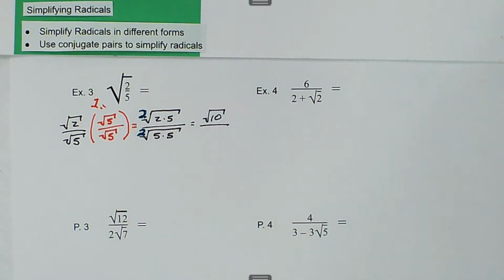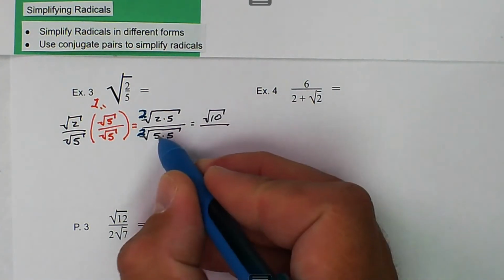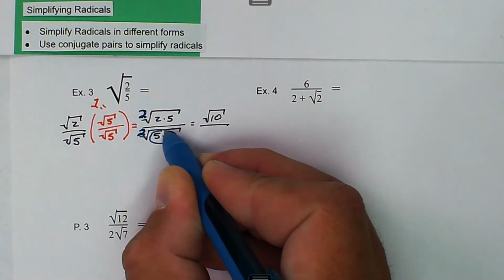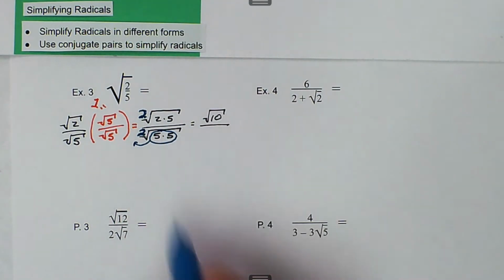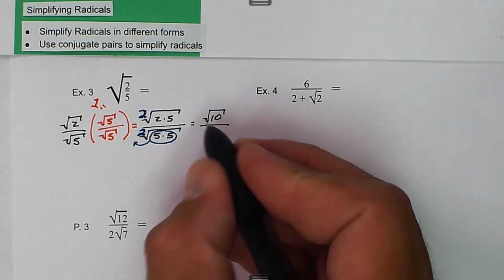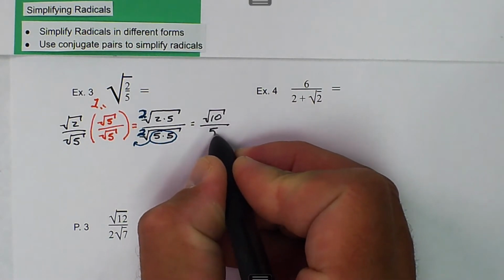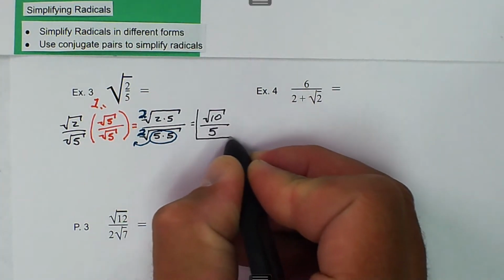Now in the denominator, we have 5 times 5. That's a pair. So we can take this pair out of the radical, and there's nothing left under the radical, so that's a perfect square. So then we're just left with the square root of 10 over 5.